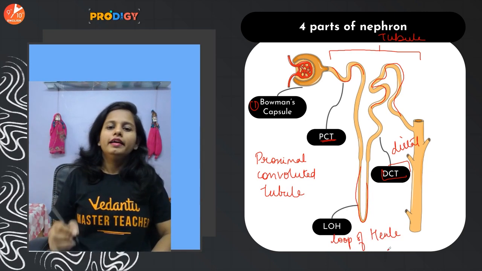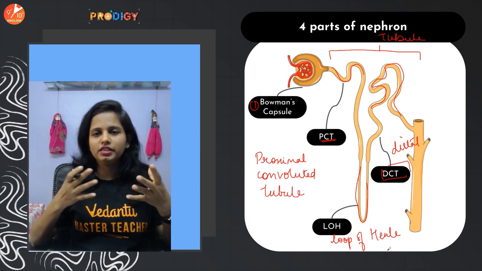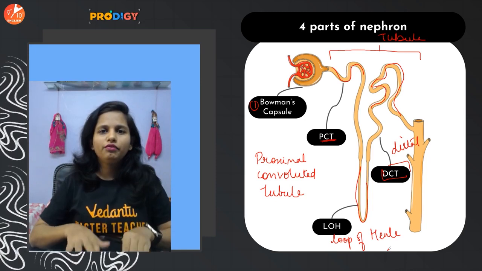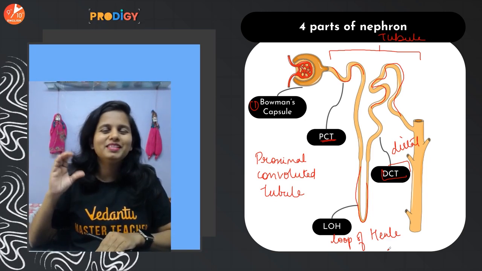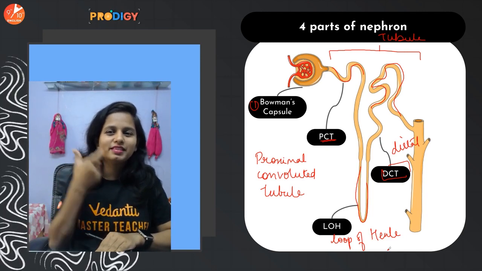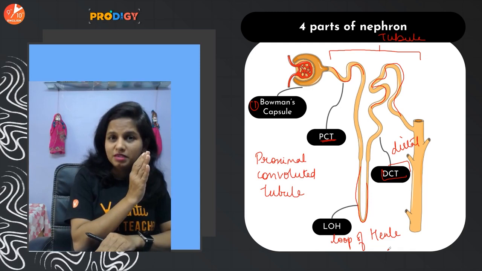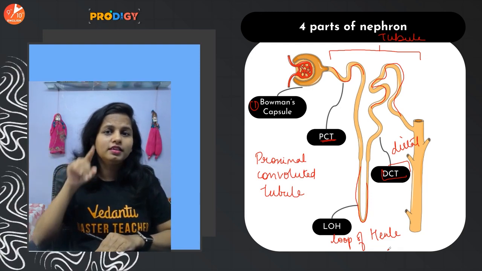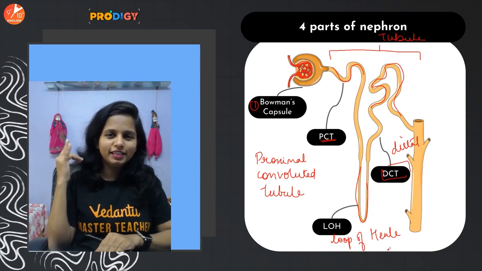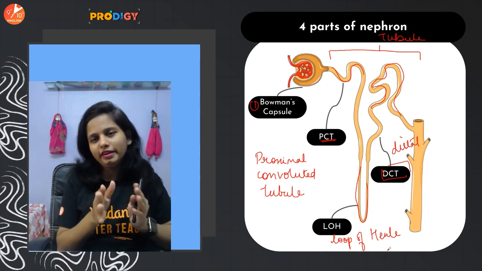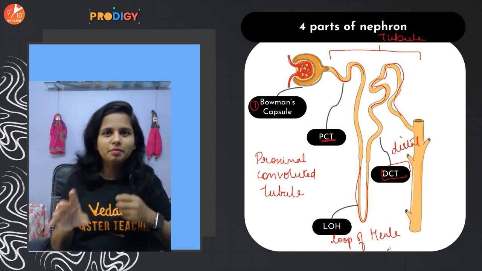Now if you try to understand this in a more detailed manner, the nephron has two parts. Upper, the cup-shaped Bowman's capsule. Second part, the tubule. Near one is PCT, far one is DCT. In the center, the loop of Henle. I hope this recap helps you understand and retain these terms in a better way.